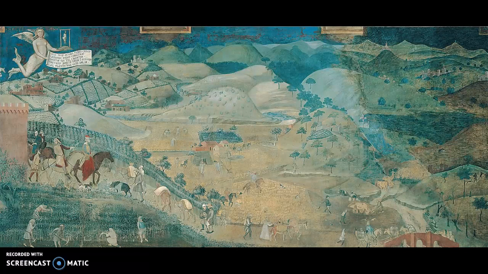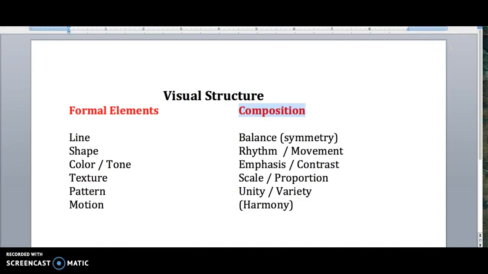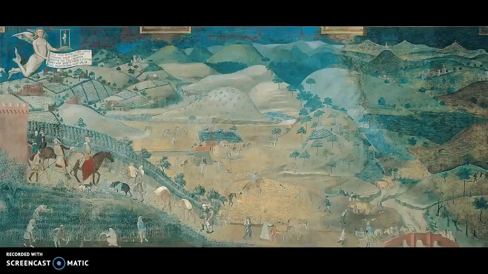So when we talk about composition, we're talking about how these things are arranged, whether these things are lines or shapes or colors or people and horses and hills. We're talking about where stuff is, and specifically where stuff is in relation to itself, other stuff in the picture, right? So I want to talk in no particular order, starting with balance.